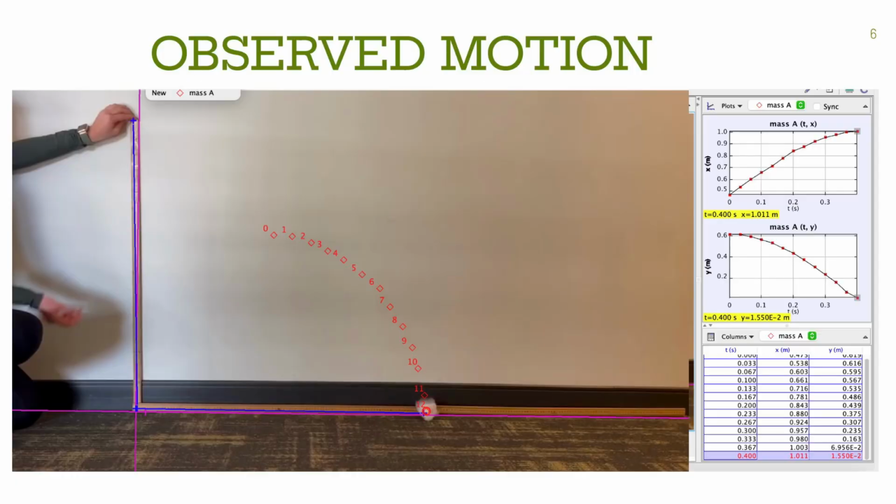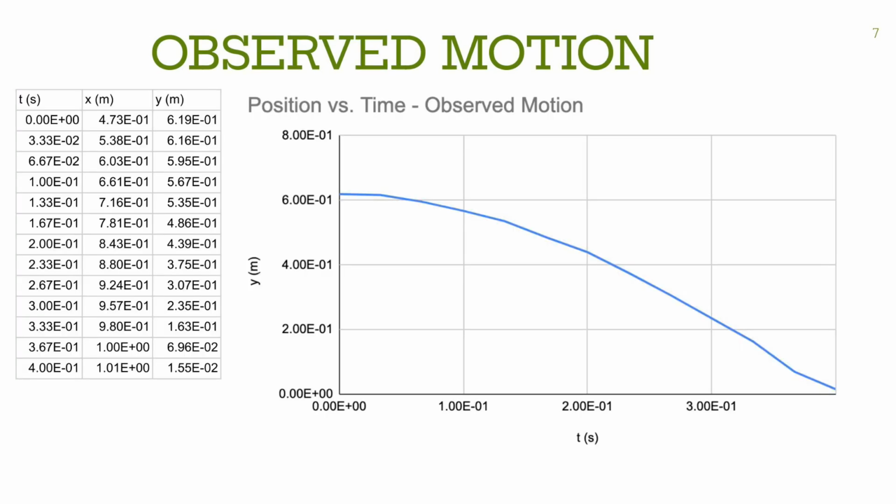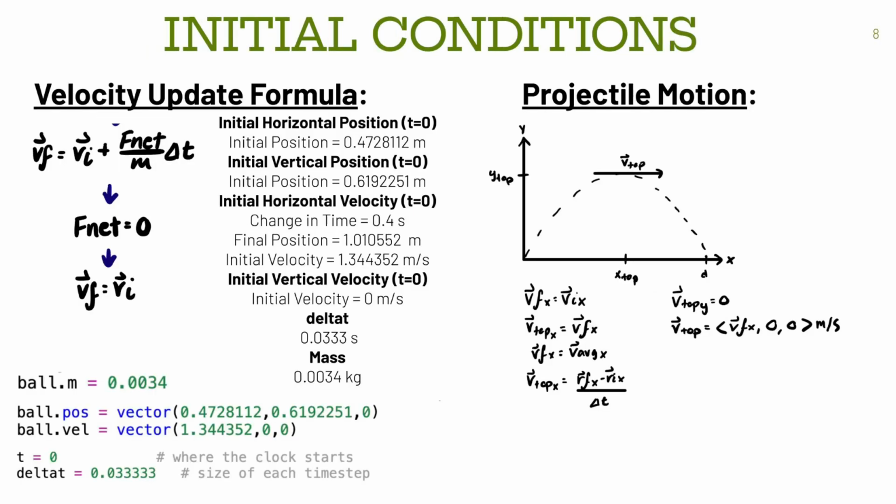Here's the image of Tracker and the data that I imported from Tracker, and it shows that the object was being thrown in projectile motion. I was able to import this and create a position versus time graph based on the observed motion that I took from Tracker. Then I established a bunch of initial conditions that would be added into the GlowScript code.